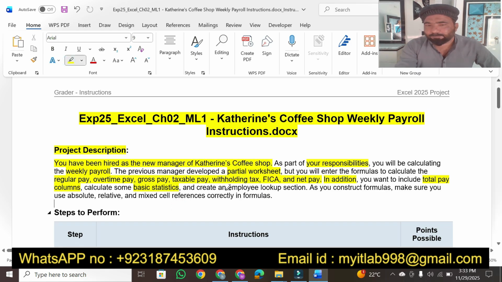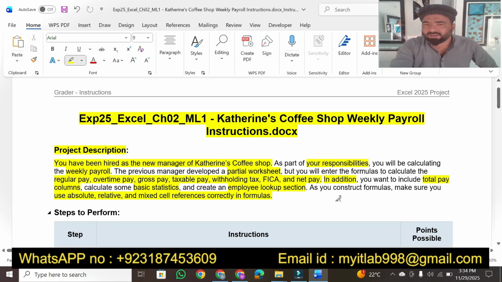Then create an employee lookup section. As you construct formulas, make sure to use absolute, relative and mixed cell references correctly in formulas. So all this is the project description. We have to read this description carefully, then we can get an idea of what we have in today's assignment and how we have to solve it. Remember that we are solving Exp25 Excel Chapter 2 ML1 Catherine's Coffee Shop Weekly Payroll.